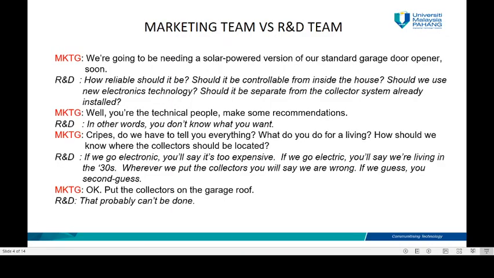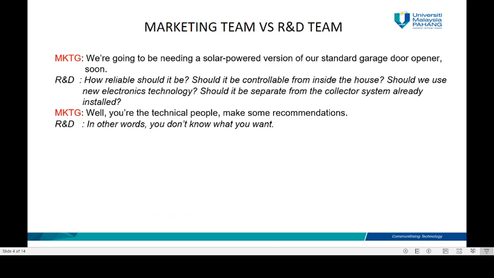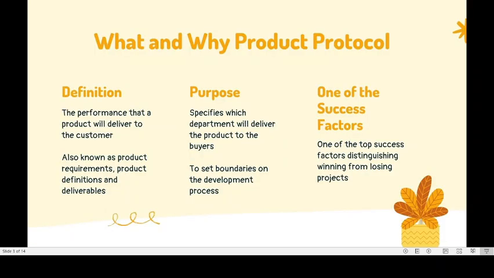So there will be so many kinds of dialogues happening between the marketing team and the R&D team. Again, if you look back at what and why is the product protocol, it's actually to specify which department can deliver the product to the buyers and to set the scope or boundaries on the development process. So it's basically to specify who can deliver what. And this is one of the success factors that can distinguish whether this project will win or lose.